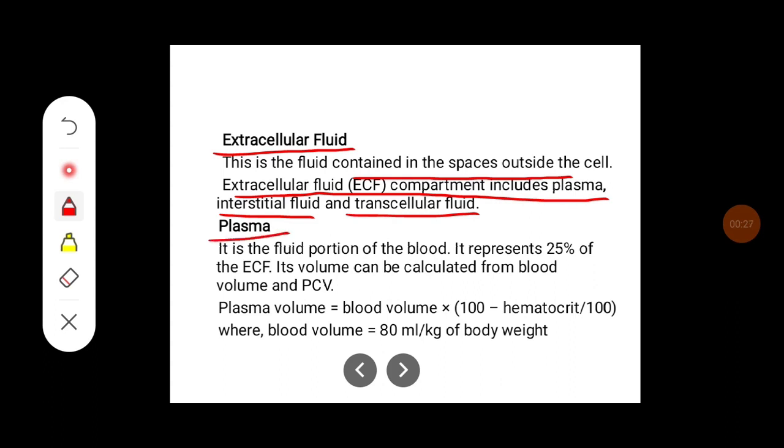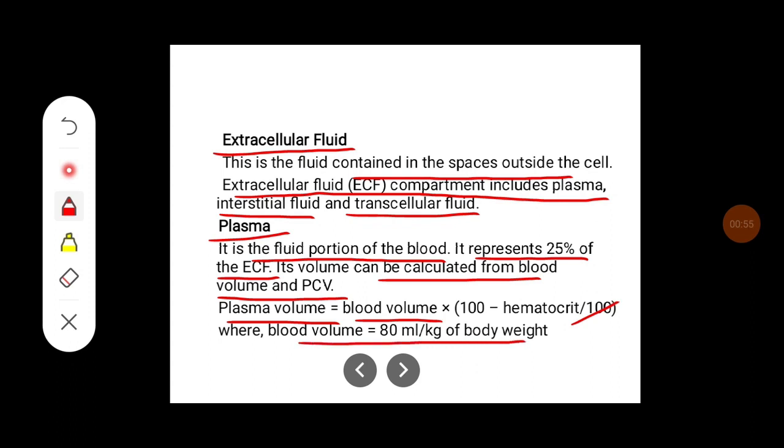Plasma. It is the fluid portion of blood. It represents 25% of the extracellular fluid. Its volume can be calculated from the blood volume and packed cell volume. The plasma volume can be calculated using blood volume, where blood volume into 100 minus hematocrit divided by 100 gives the plasma volume, where blood volume is around 80 ml per kg of body weight.